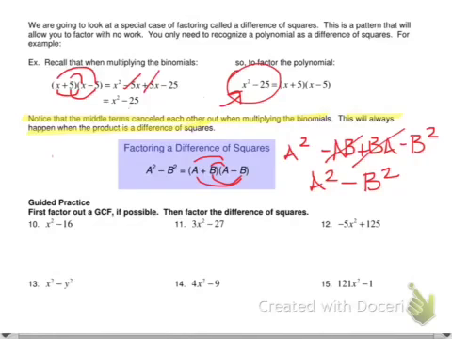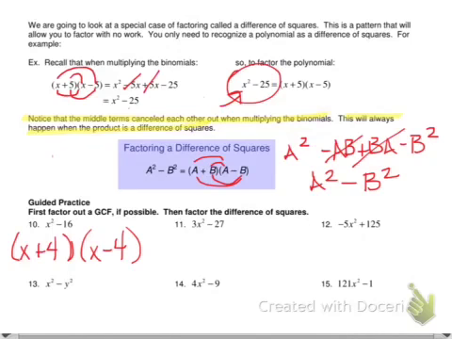Go ahead, let's practice number 10 together. Looking at this, 4 is my square root of 16, and x is my square root of x squared, so I'm just going to simply write x plus 4 and x minus 4. You can FOIL this out and check your answer, and you'll be able to prove that I'm right, that your middle terms do cancel, leaving just x squared minus 16.